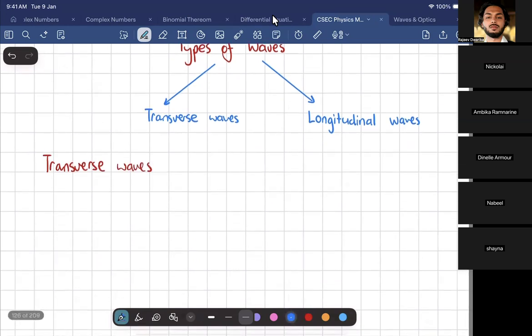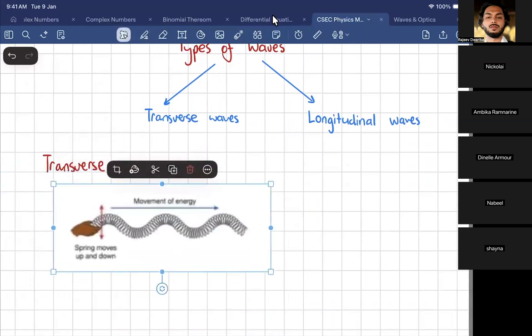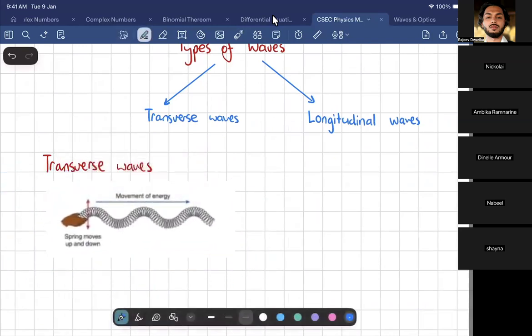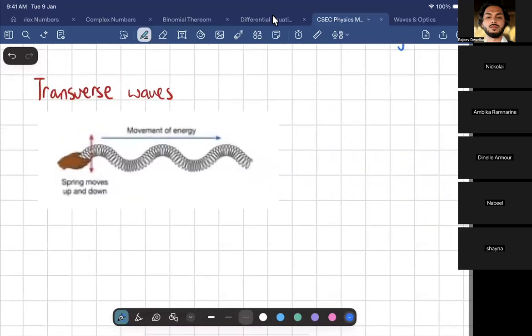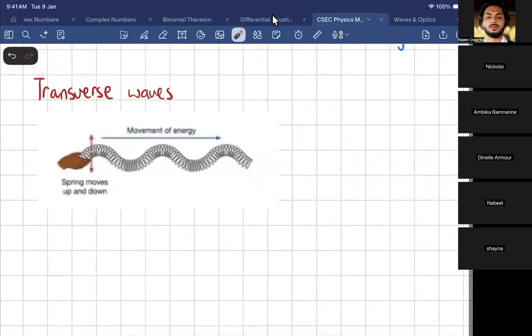It's probably wondering, well, so what the hell is a transverse wave? What is that? Transverse? What do I even mean? So this is an example of a transverse wave.